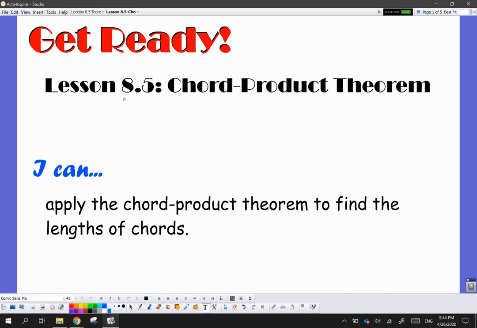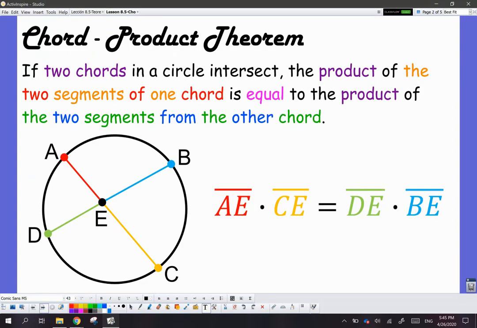We are on lesson 8.5, which is about the chord-product theorem. We're going to talk about that in a little bit, but first let's go over our objective. I can apply the chord-product theorem to find the lengths of chords. So we're going to be looking at chords today. Specifically, we're going to be looking at two chords inside of a circle.